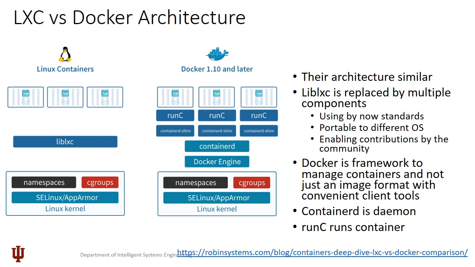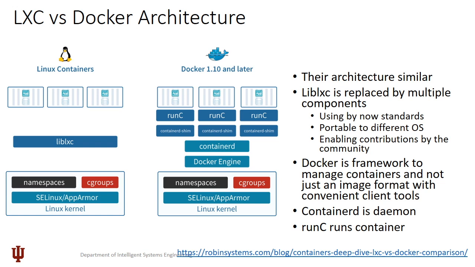The next thing that we need to be looking into is what's the difference between LXC and Docker. Initially, LXC was just a library that was providing us access to Linux containers. It was based on namespaces, C groups, SELinux, and AppArmor, and sits on top of the Linux kernel. So all of this stuff is part of the Linux kernel. LXC uses this and enables us to do containers.